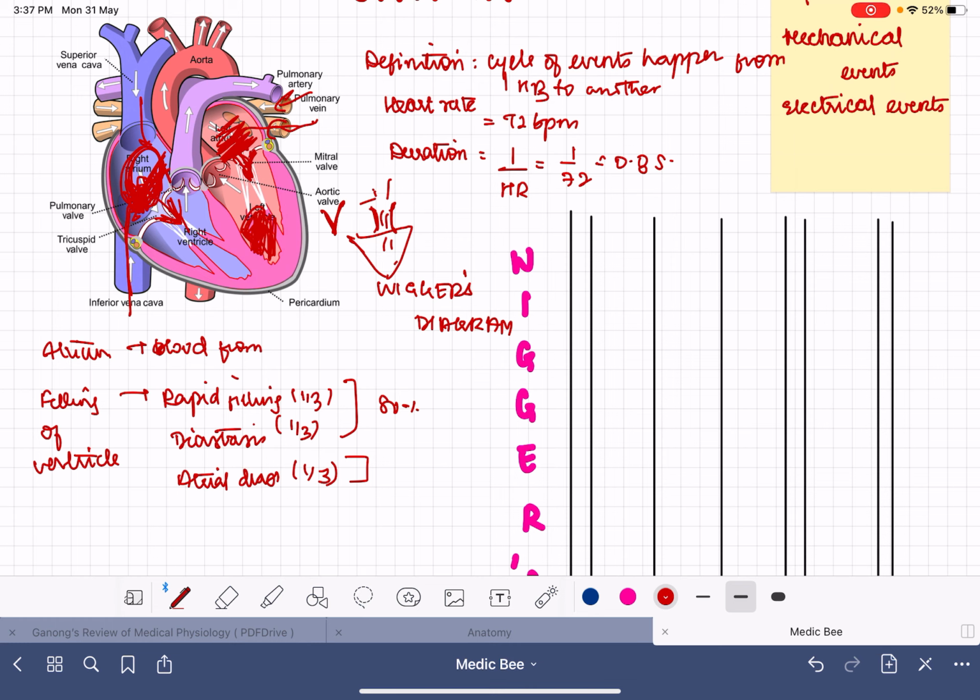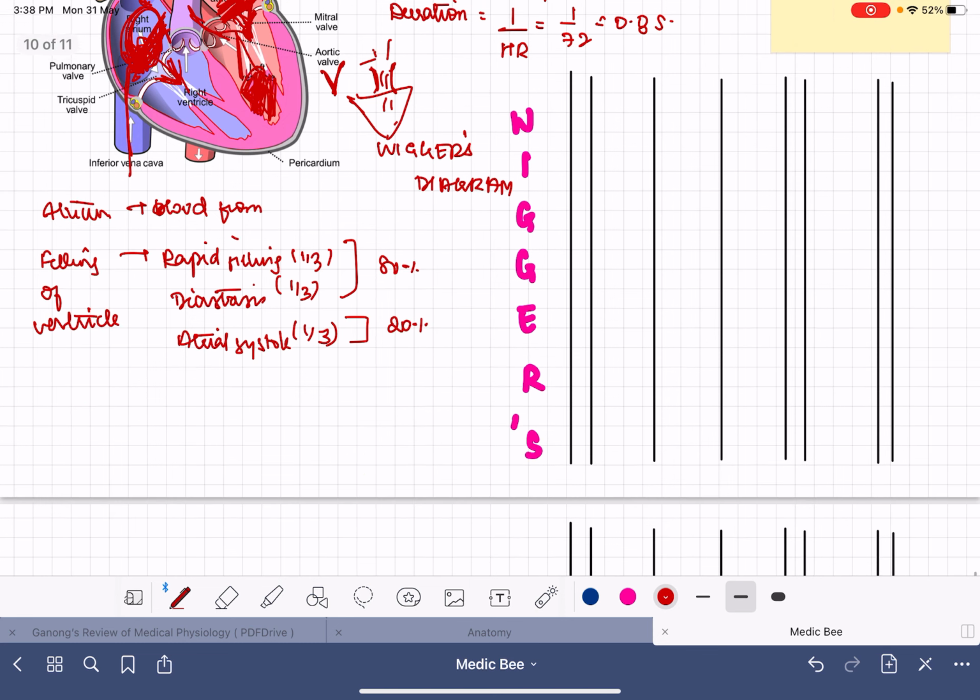But atrial diastole, I'm very sorry. This is not atrial diastole. This is atrial systole, because the atria will contract. It will pump whatever blood is inside the atrium to the ventricle. So this is called atrial systole. It will contribute only 20% of the blood volume.